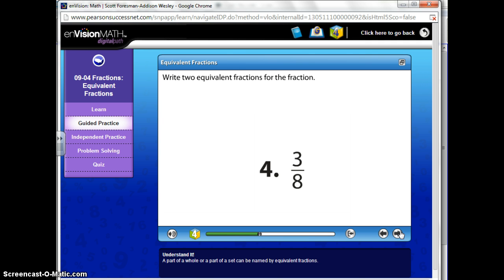Beginning fraction, 3/8. Give me any fraction that equals 3/8. Will? 33 over 88. Oh, he multiplied by 11, right? 33 over 88. Cole? 27 over 72. He multiplied by 9. Darius? 3,000 over 8,000. Okay.